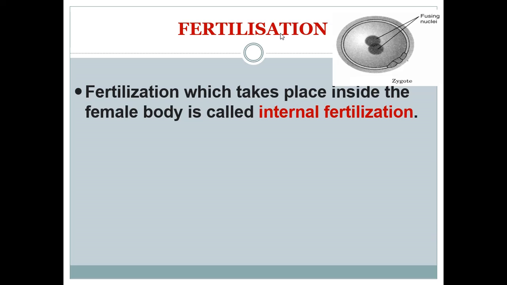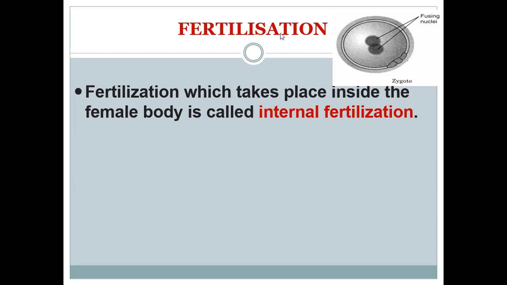Fertilization which takes place inside the female body is called internal fertilization. Internal fertilization occurs in many animals, including humans, cows, dogs and hens.